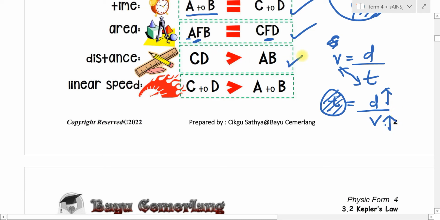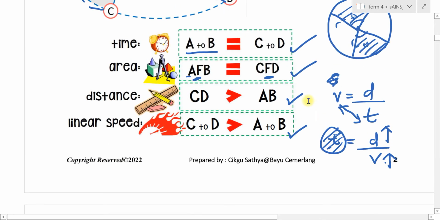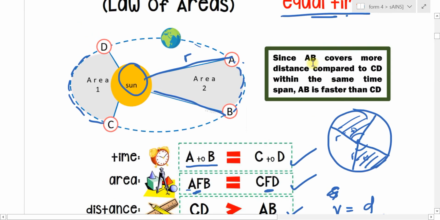So that's why when CD is greater than AB, your speed C to D is greater than A to B. Your distance more, your velocity more. Can you understand this part? Why like that? Understand, sir. Okay, good. Since AB cover more distance compared to CD within the same time, AB will be faster than CD. This one, sorry, typo error. This should be, since CD covers more distance compared to AB within the same time, so CD is faster than AB. Yang tu tolong betulkan.